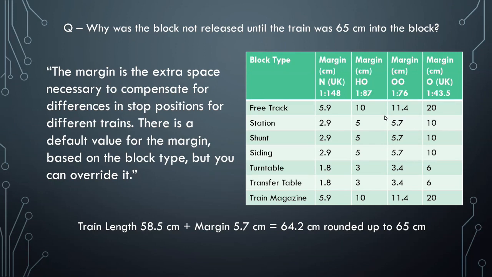So when iTrain reported the 65 centimeters in our example, it was using the train length of 58.5 centimeters plus the margin value of 5.7 centimeters, which we took from this siding value and the 00 scale. That equals 64.2 centimeters rounded up to 65.